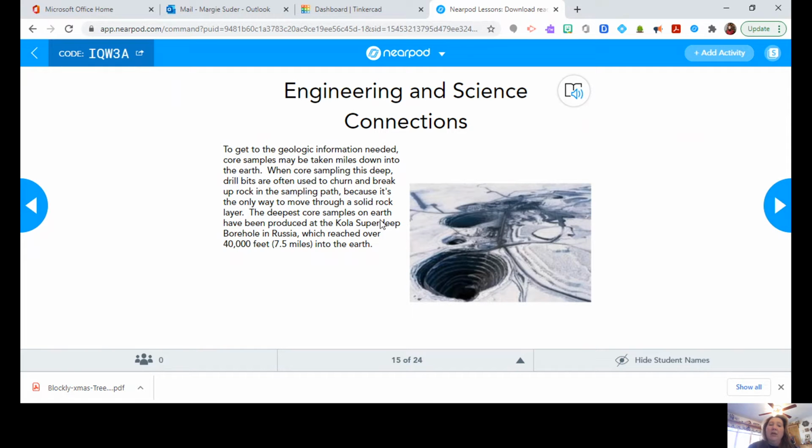So we're looking at the movement of the rock. We're looking at what kind of rocks we get further down as we get deeper into the Earth's surface.